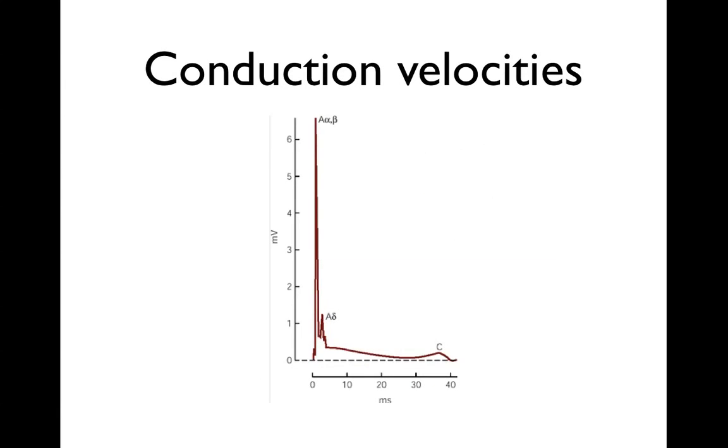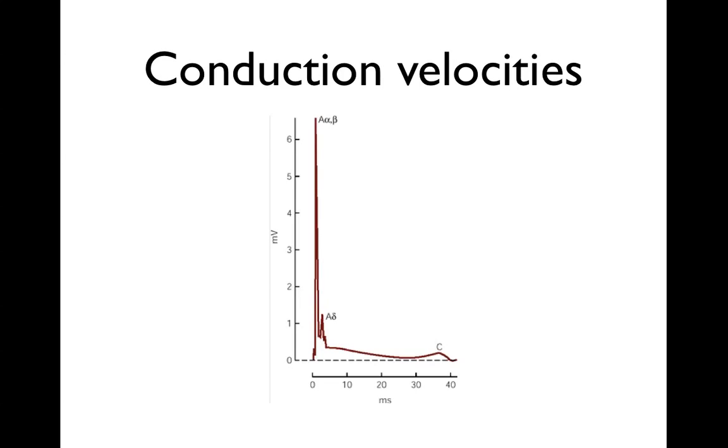If we look at the conduction velocities, here we see a setup whereby a stimulus is applied to the skin and then nerves are recorded a small distance away. And we see that with initial noxious stimulus, we get a huge firing of the A alpha and A beta nerves, just due to the purely mechanical deformation of the skin, so not noxious, just the movement.